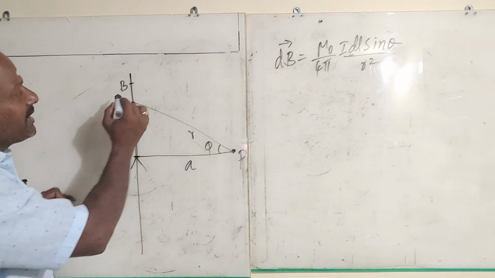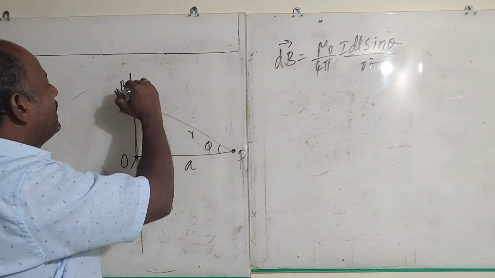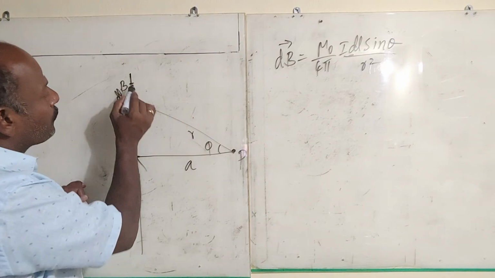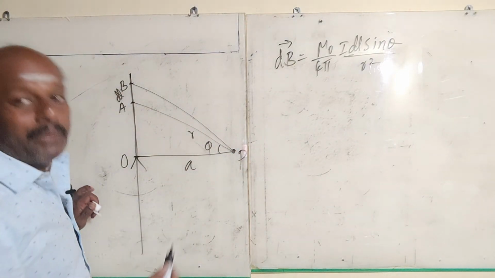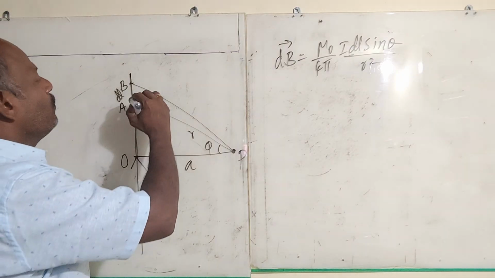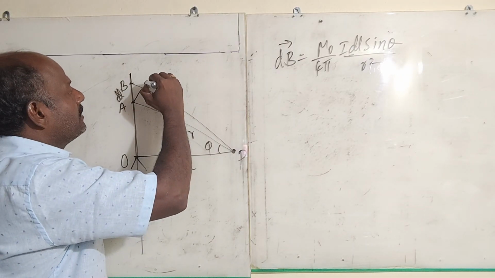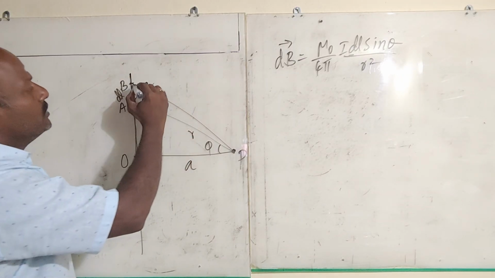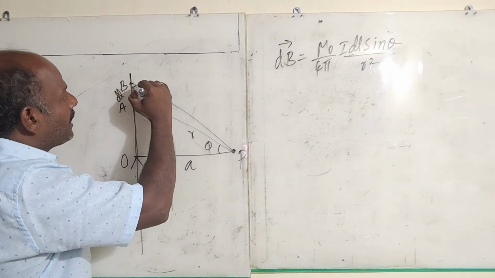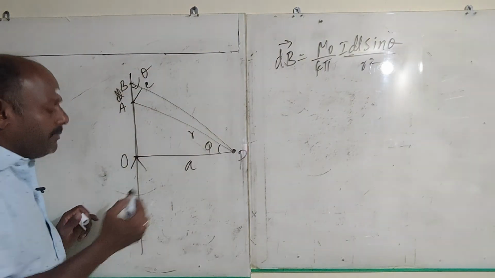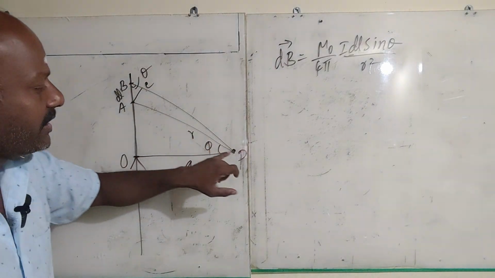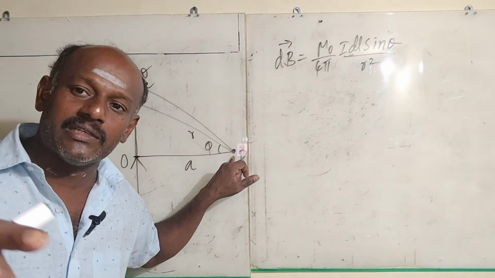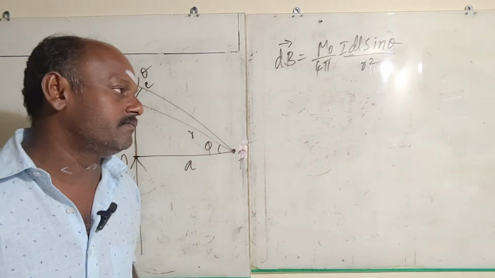Now this is a current element having the small length dl. From here to there I just make another point, that is BP. Now I have point C. Now this will be making an angle theta, that is, the current element making an angle theta with the point where I am measuring the magnetic induction.